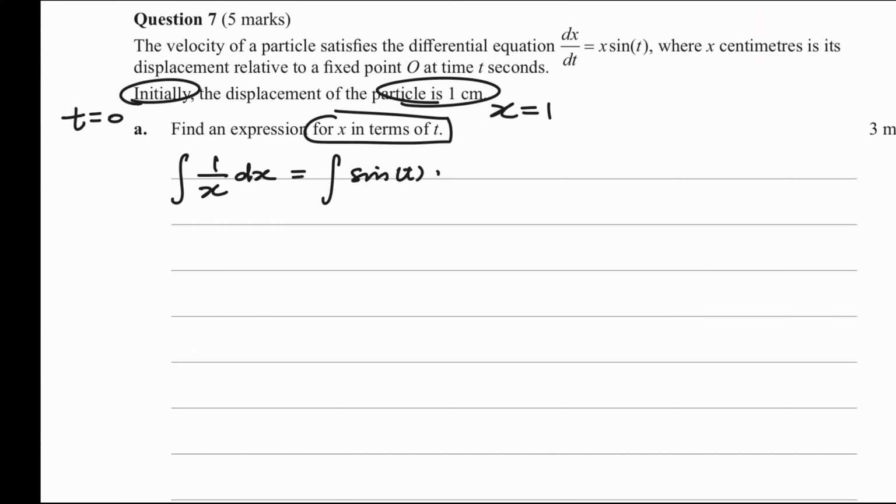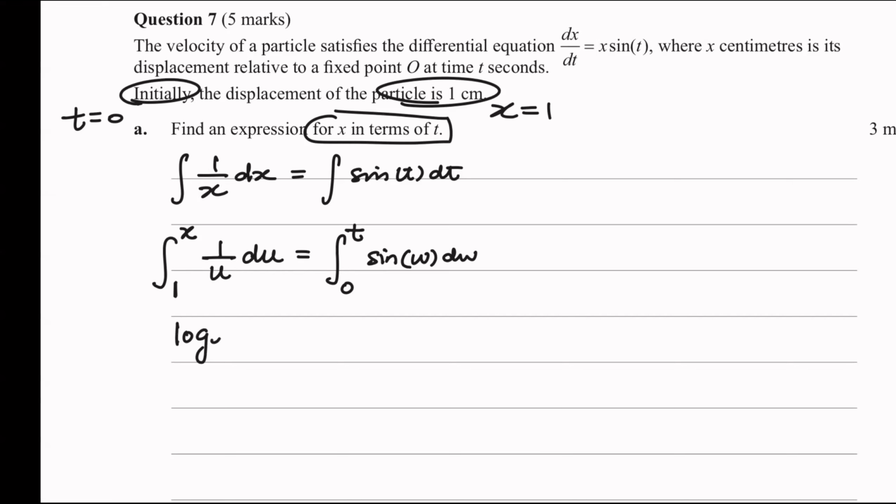Okay. If I start with x equals 1, end with x equals x, then I will change the variable here. Starting with t equals 0, end with t, and I'll get a sine w, the w here. So the left-hand side will give you log e of u. Notice that this u is positive, larger than 1. Therefore, I don't need absolute value.